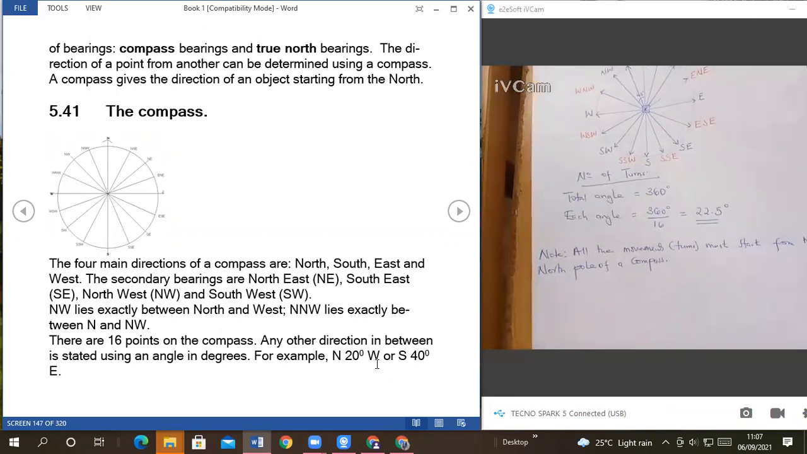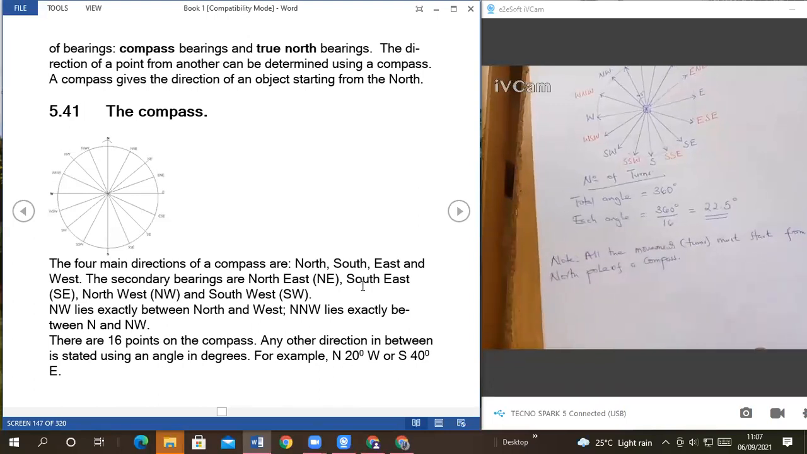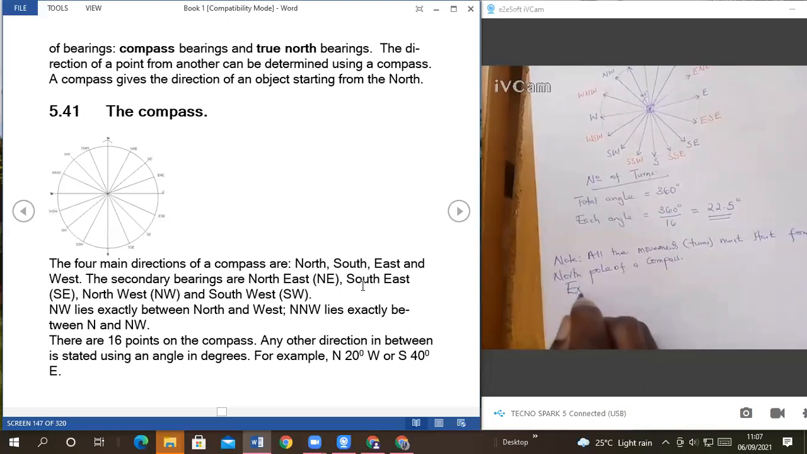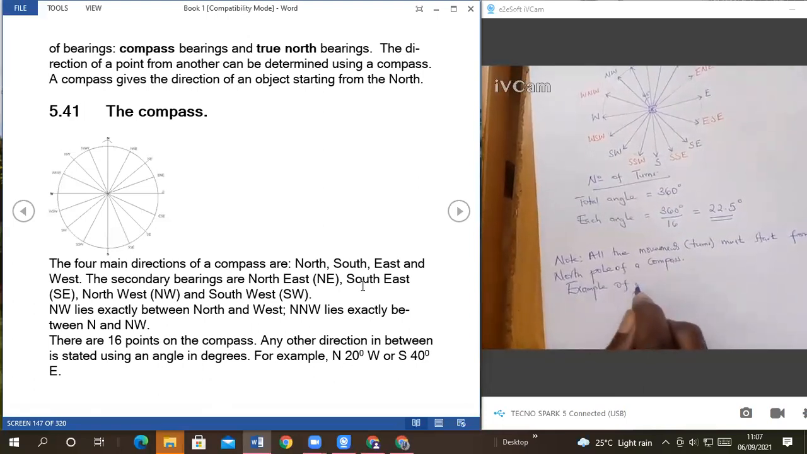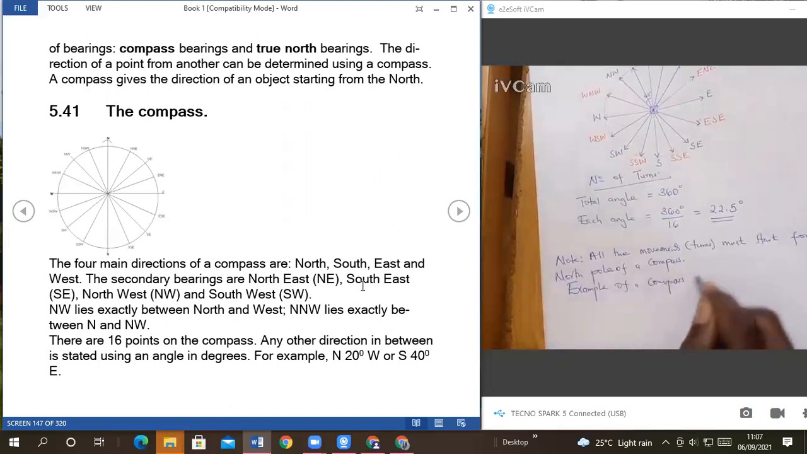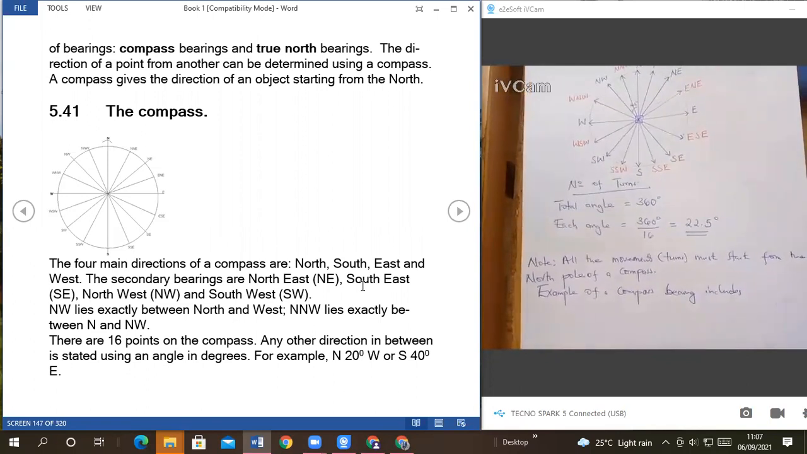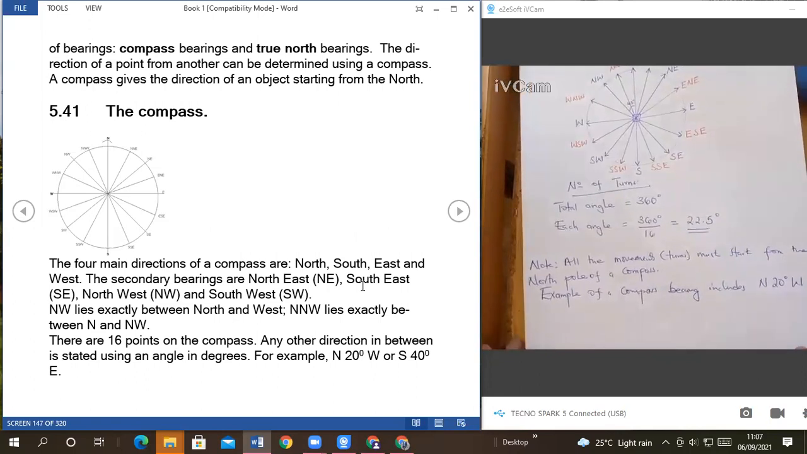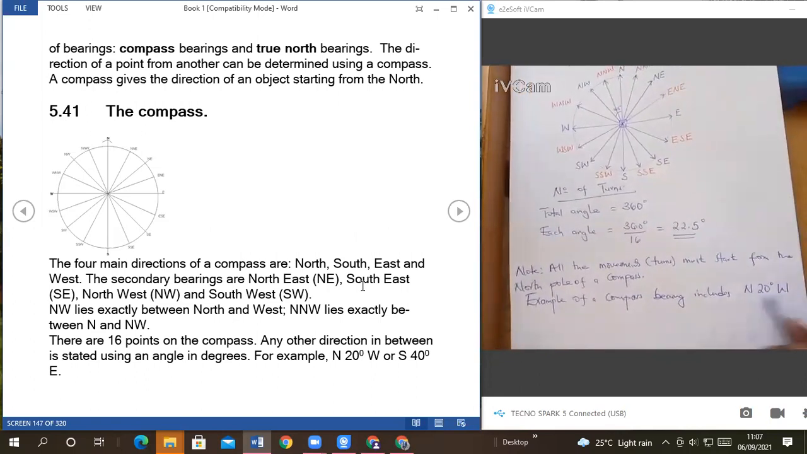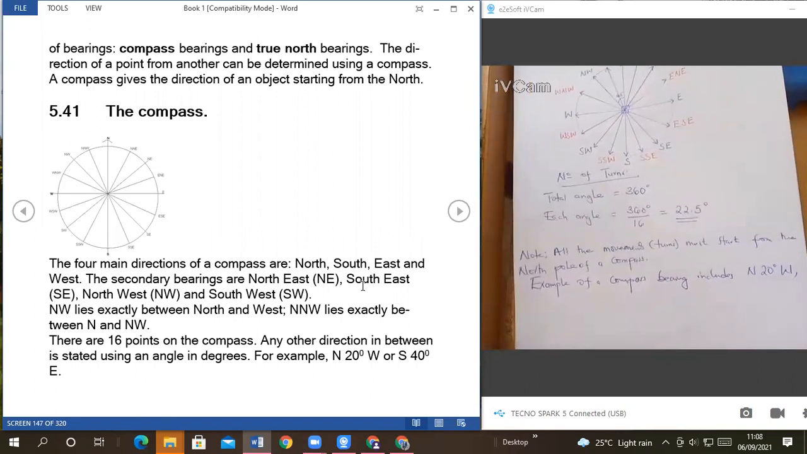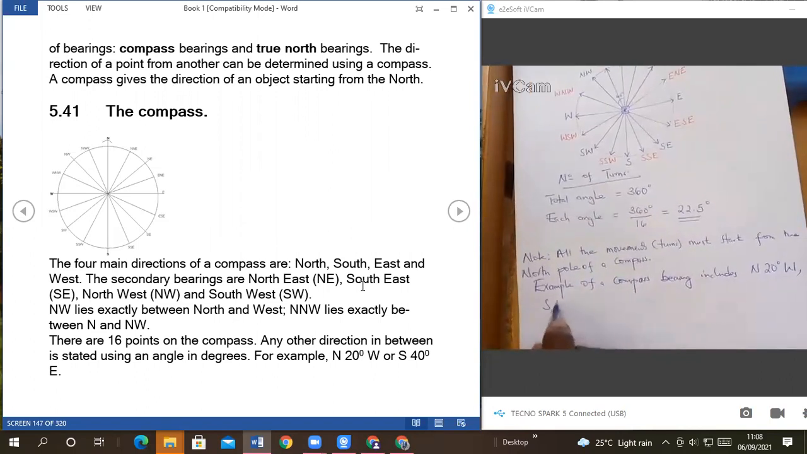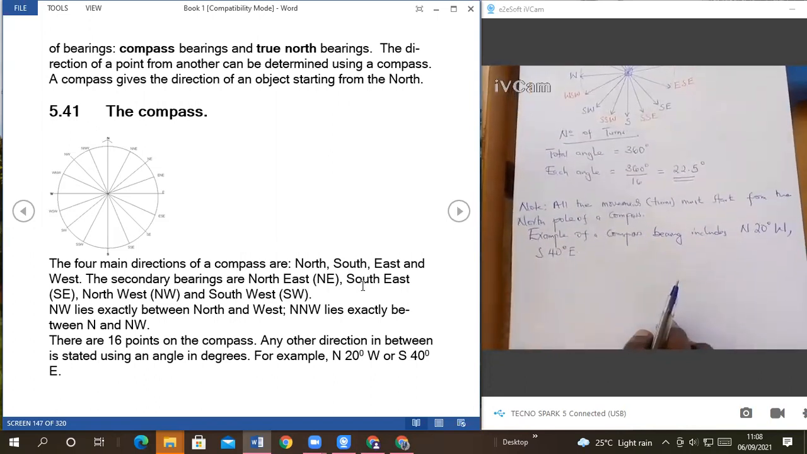All right. I'm taking you to the next page. So we say example. Let's say an example of a compass bearing includes, like, if I said north 20 degrees west. This is a compass bearing, okay? I can also say south 40 degrees east. Have you seen that?